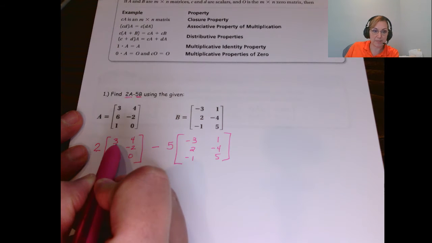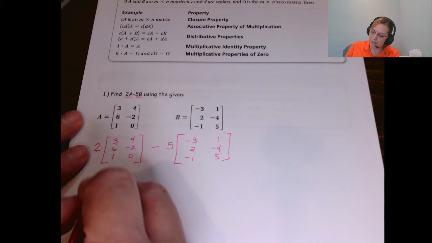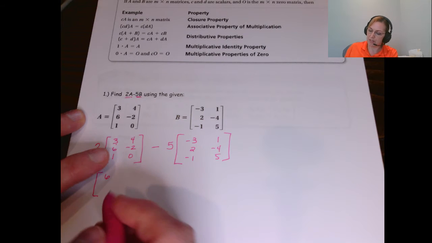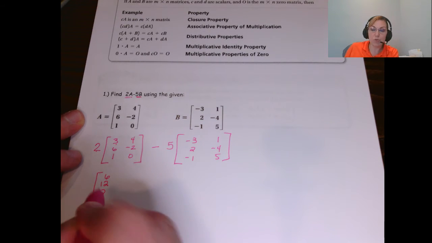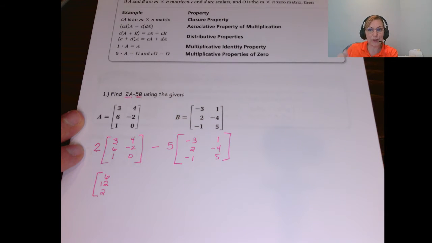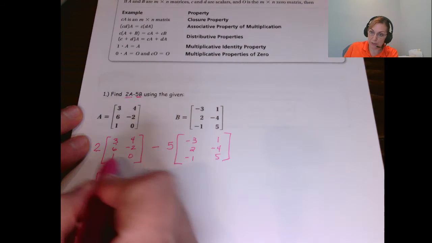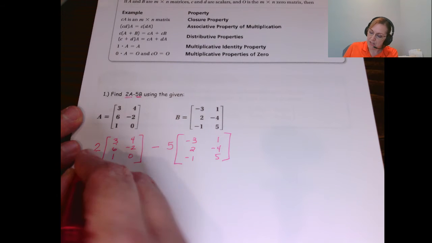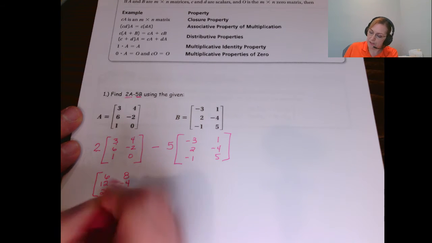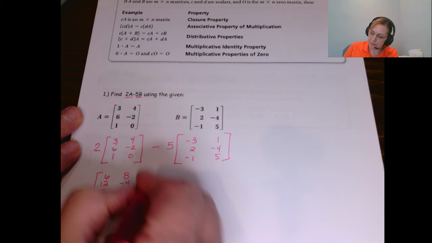So 2 times 3, that will give me 6. 2 times 6, that will give me 12. 2 times 1, you get the idea. I'm going to multiply every element by the scalar, the number that's in front. 2 times 4 gives me 8. 2 times -2 is -4. 2 times 0 is 0.